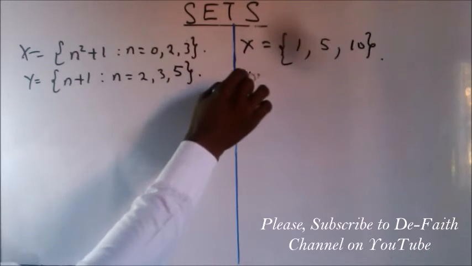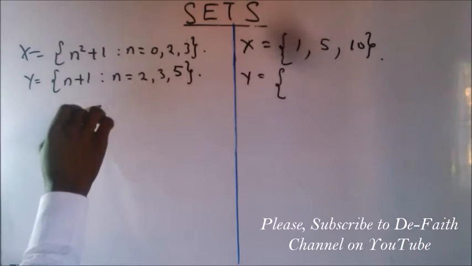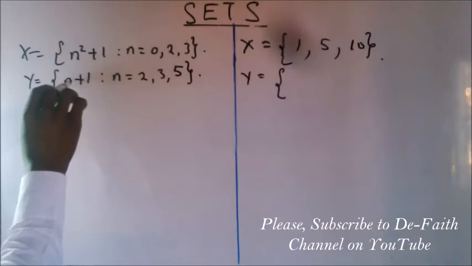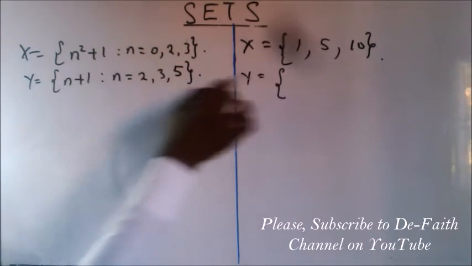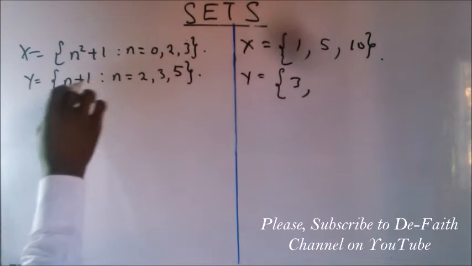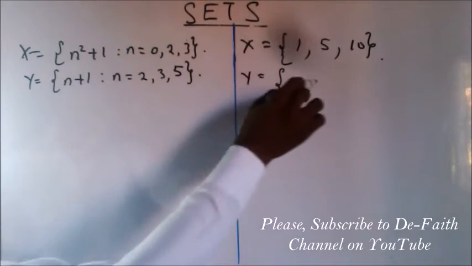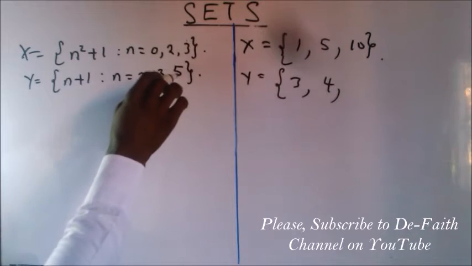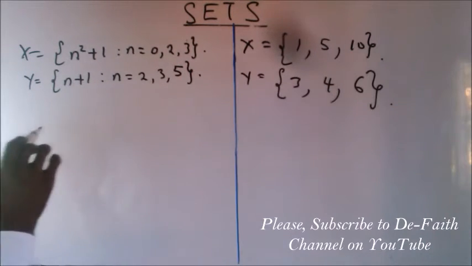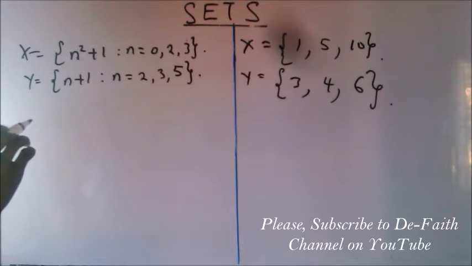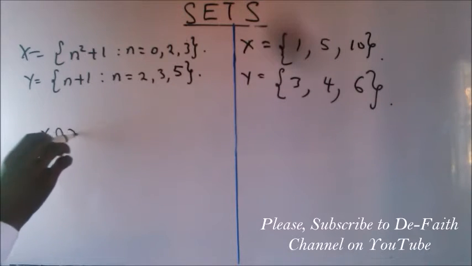And then we have y. For y is n plus 1. So if n is 2, 2 plus 1 is 3. If n is 3, 3 plus 1 is 4. And if n is 5, 5 plus 1 is 6. And so we are to find x intersection y.